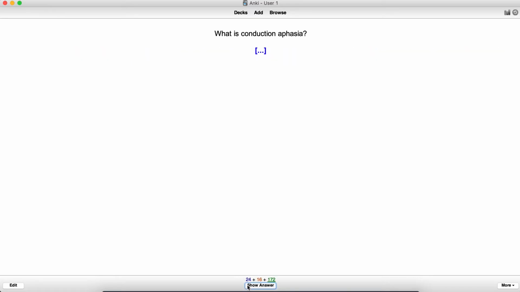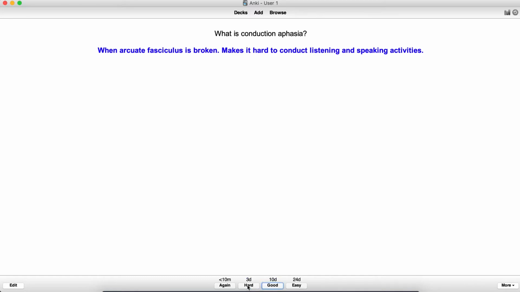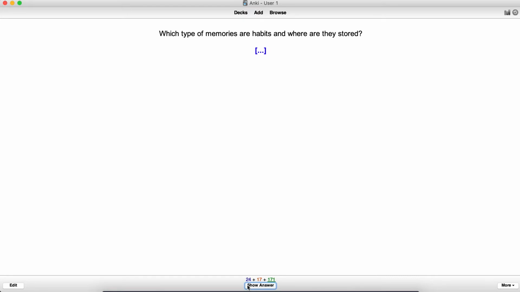What is conduction aphasia? This is the inability to conduct signals from Broca's area to Wernicke's area, I think. It's when the arcuate fasciculus is broken, which connects the two areas. It makes it hard to conduct listening and speaking activities. So, kind of. Arcuate fasciculus.